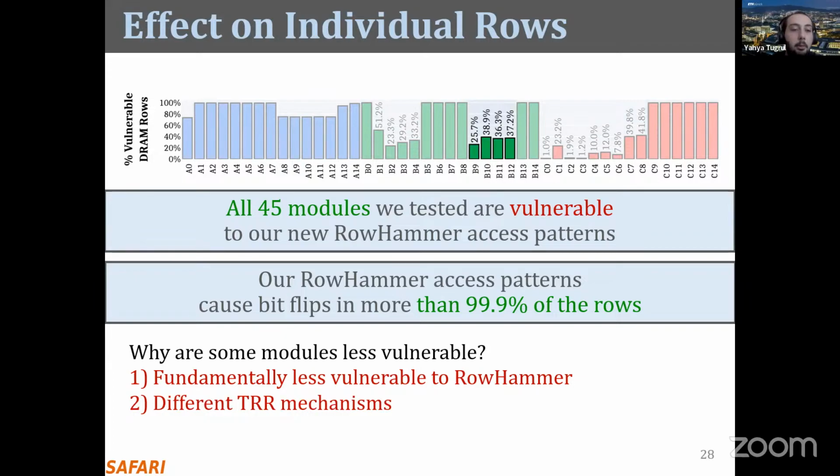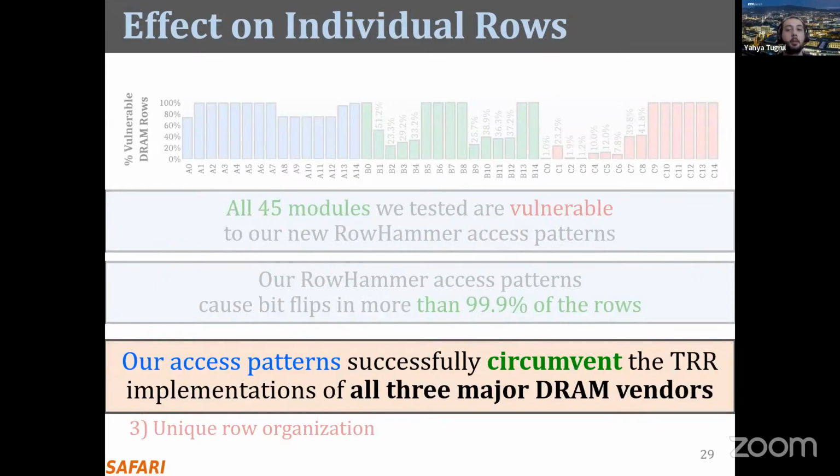And we believe that by understanding more of those different TRR mechanisms, we can craft a more effective RowHammer access pattern. And finally, some modules of the same vendor implement a unique row organization that appears to mitigate RowHammer at the DRAM circuit level. And we conclude that although some modules are less vulnerable, our access pattern successfully circumvents the TRR implementation of all three major DRAM vendors.